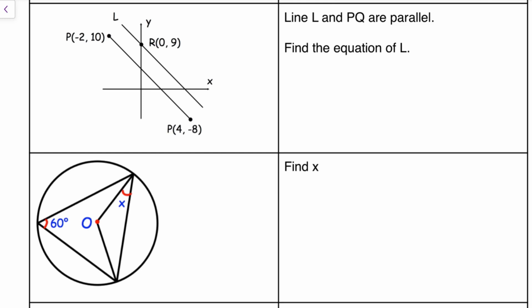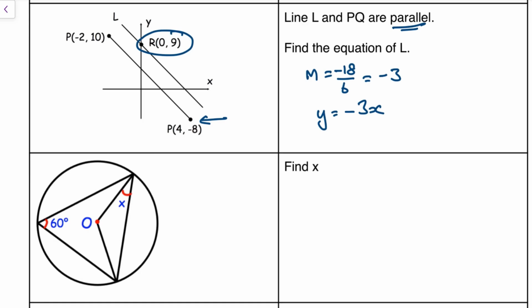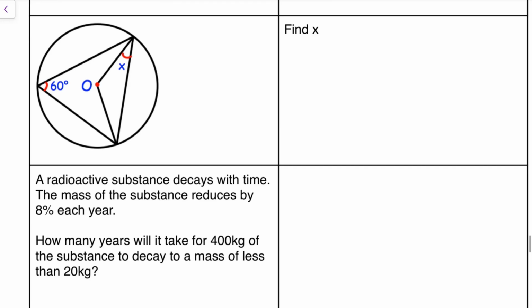Next question. Line L and PQ are parallel, same gradient. Find the equation of L. This is a clever question. So it's basically saying find the gradient of this line here. Now if it's going down 18 and it's going across minus 2 to 4, which is 6, that gradient there is minus 3, which means my equation of L is minus 3x, same gradient. My C term is 9, so therefore it's just minus 3x plus 9. Good, straightforward question.